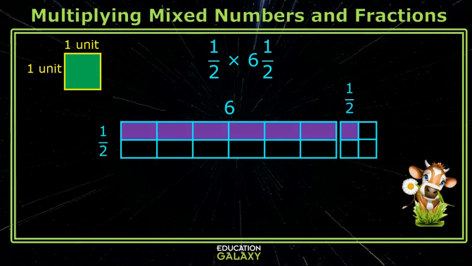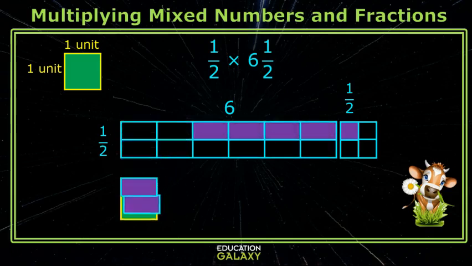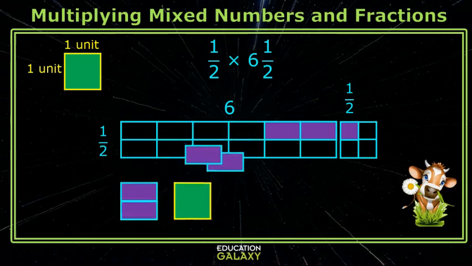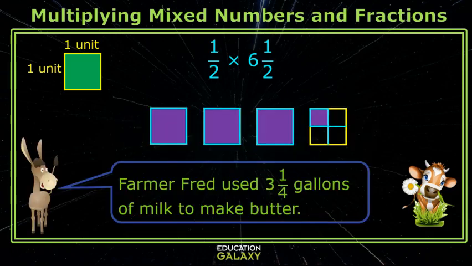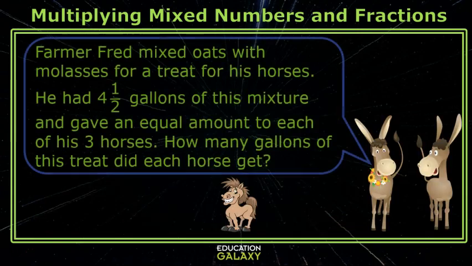Okay, I'll put the halves together to make wholes. So Farmer Fred used 3 1/4 gallons of milk to make butter. Good, Melvin. Here's another one.